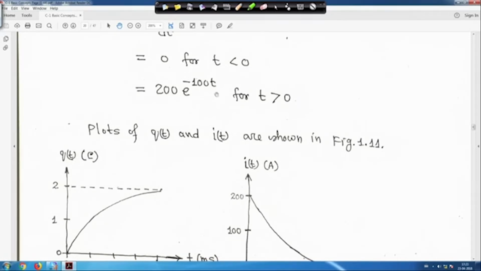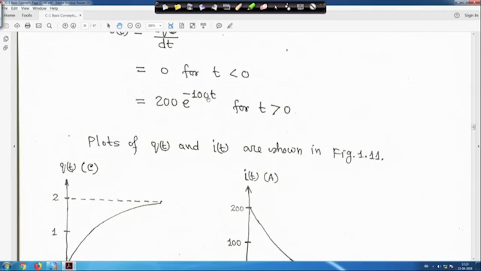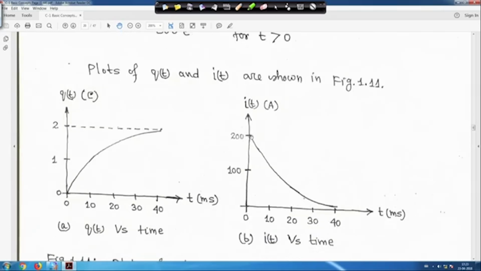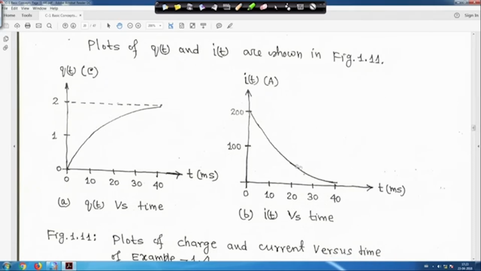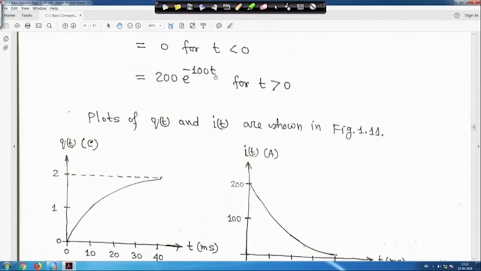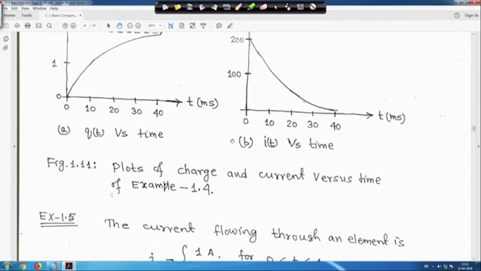And this is the current. When t is equal to 0, current is 200 ampere, because at t is equal to 0 this term is 1, so it is 200. It starts from 200, and when t is increasing, the current approaches 0. When t tends to infinity, this term will vanish and it will be 0. So at steady state the current will be 0. This is the plot of i(t) versus time, and this is q(t) versus time: the plot of charge and the plot of current.